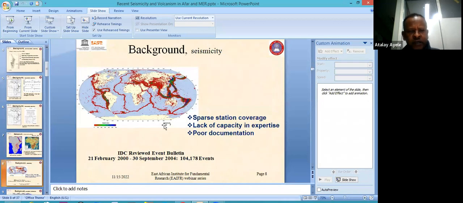When we see the IDC from Vienna, for instance, all the plate boundaries are well marked, but the East African region looks aseismic, but that's not the case. It's really seismically active, but it's because of sparse station coverage and lack of capacity and expertise and poor documentation and the likes.